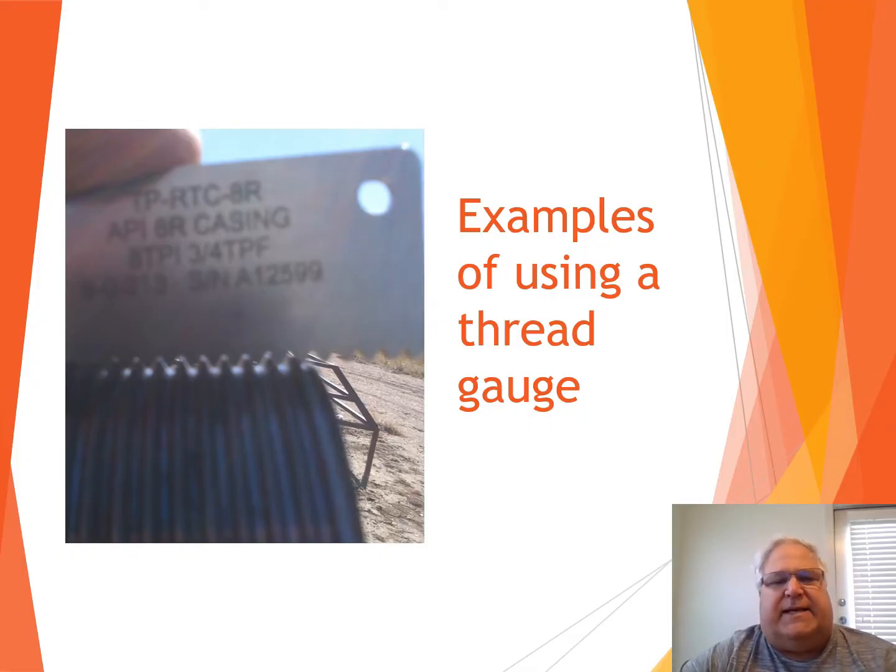So what we're looking at here is basically an API thread gauge that's for an EUE thread. What you can see is it's engaging here, and as we come down to the end of the thread, there's starting to be space, and the threads are not lining up. Because the threads aren't lining up, that's telling me that somewhere along these threads it is stretched. It's no longer matching that thread form.